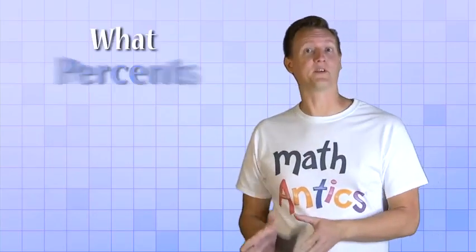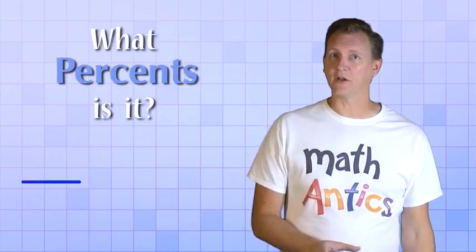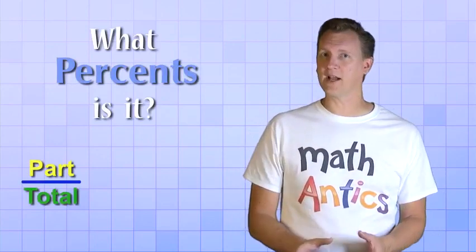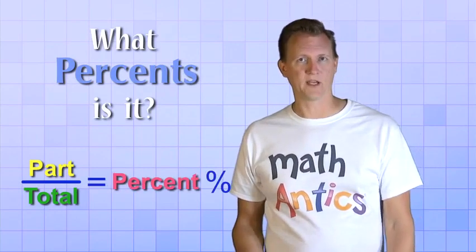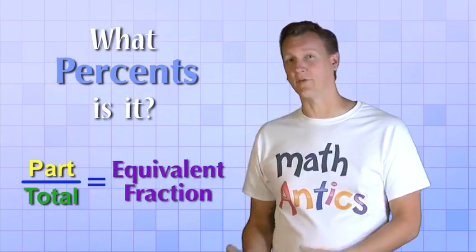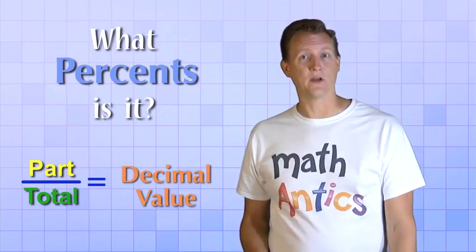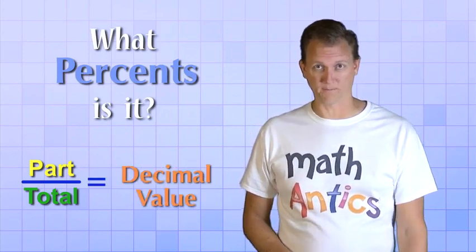All right, so that's how you find out what percent it is. You make a fraction from the part that you have and from the total, and then you convert that fraction into its percent form, either by figuring out what the equivalent fraction would be, or by just dividing to get the decimal value and turning that into a percent.